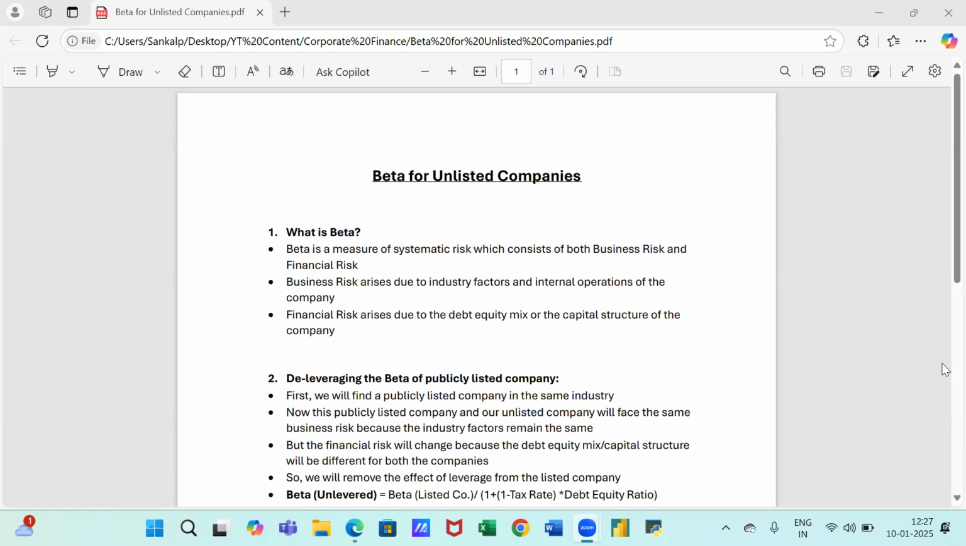So before we get to the beta for unlisted companies, we need to understand what exactly beta is. Beta is basically a measure of systematic risk, which consists of both business risk and financial risk. Now, business risk comes from various factors like industry factors and the internal operations of the company, while financial risk arises because of the capital structure the company has, or the debt equity mix, or the sources of funding that the company has used in the past. So these two types of risk basically comprise my beta or the systematic risk measure.